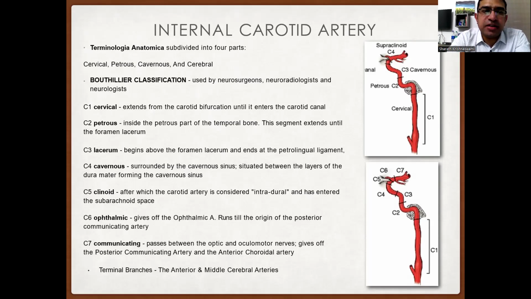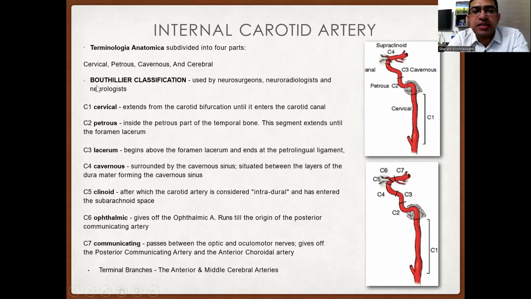That is the cervical, which is basically the artery in the neck, which extends from the bifurcation of the carotid into the external carotid artery and the internal carotid artery. And then the C2 is the petrous part, where the artery lies in the temporal bone. And C3 is the lacerum part, where the artery begins above the foramen lacerum and ends at the petrolingual ligament.